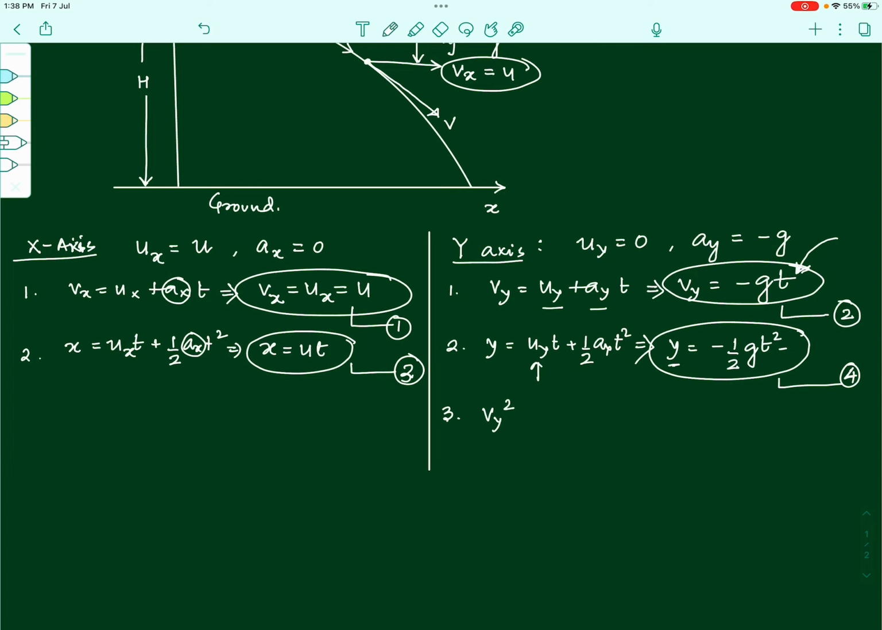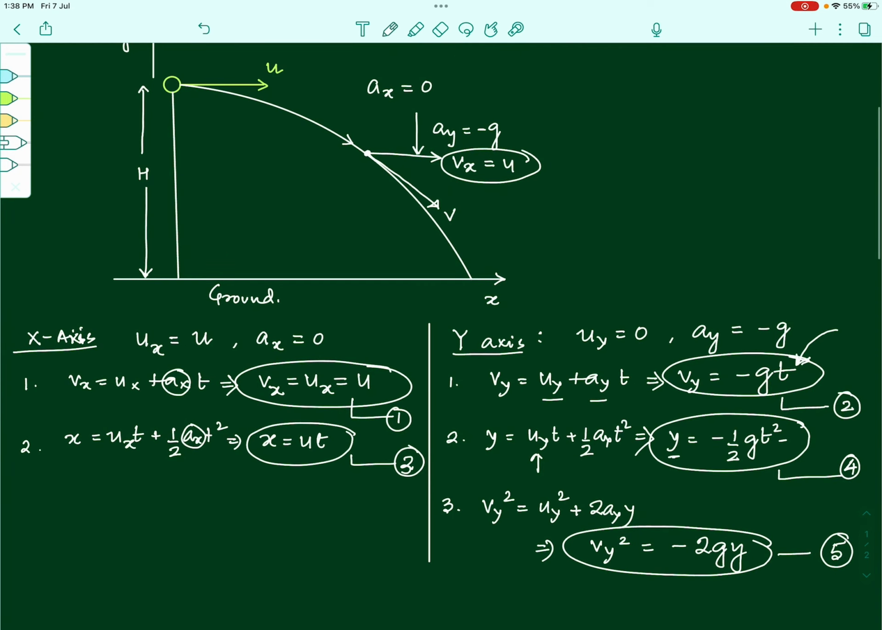Vy squared is equal to uy squared plus 2 times ay into y. This equation will give us Vy squared is equal to 0 minus 2gy, an equation connecting the y directional velocity with the y directional displacement, right? So we've got the same set of 5 equations as we had obtained in a normal projectile, just to work for the quantities that we would now try to find out for this projectile.